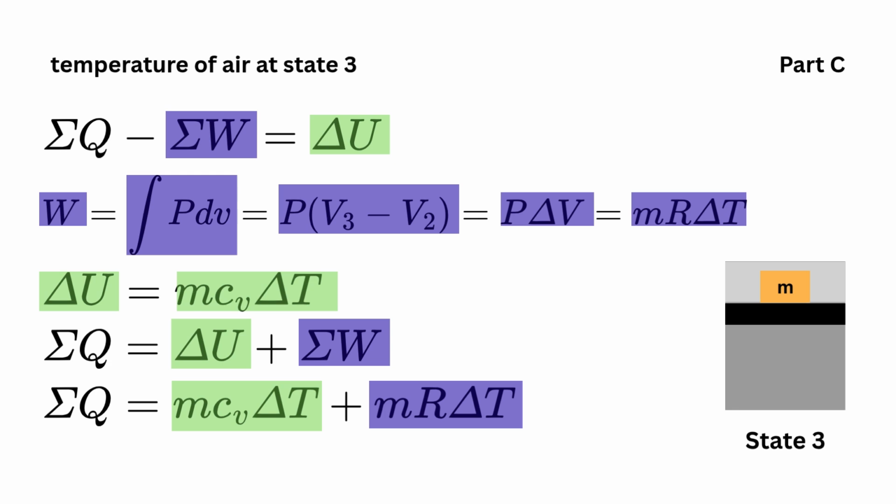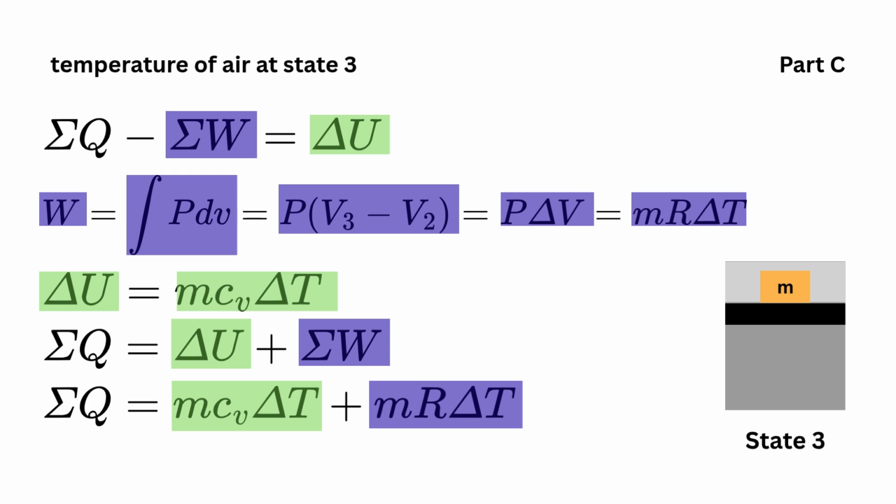Now, when we take the equation for work, we know that W equals integral P dV, and we know that integral P dV is P times V3 minus V2. So P dV is P times (V3 minus V2), and that leads to P delta V. And we know from our ideal gas equation that P delta V is equal to mR delta T. Now keep that mR delta T in mind.